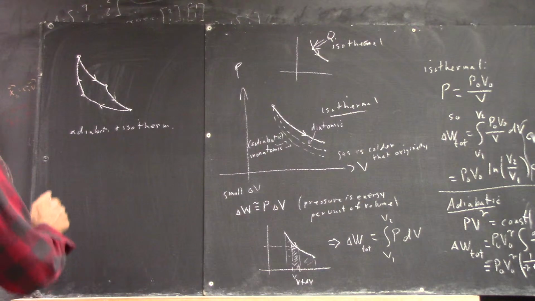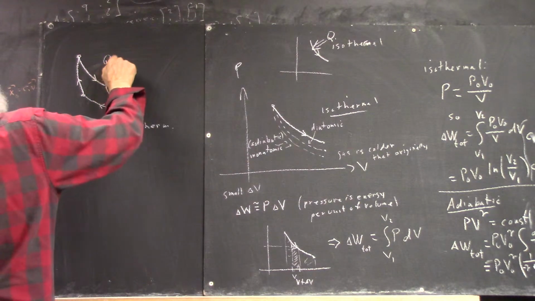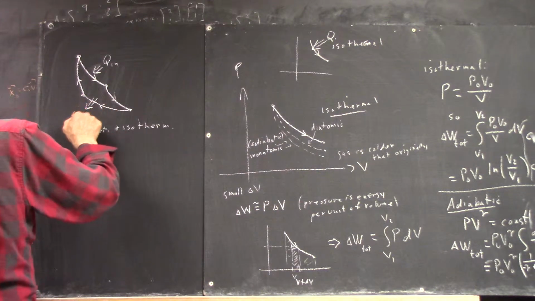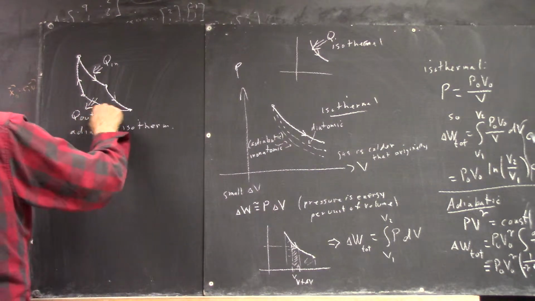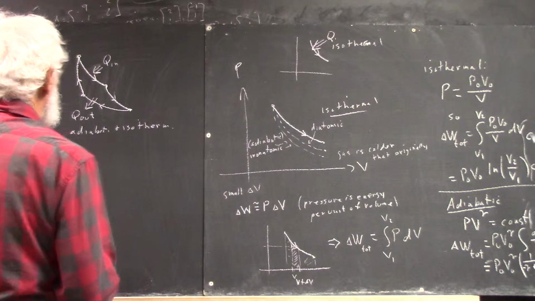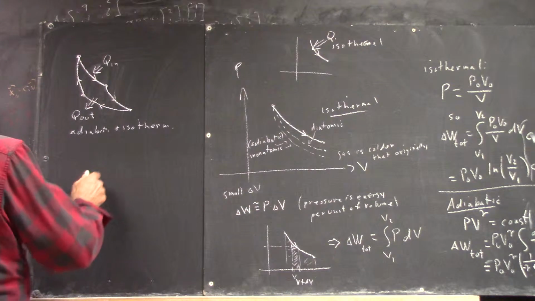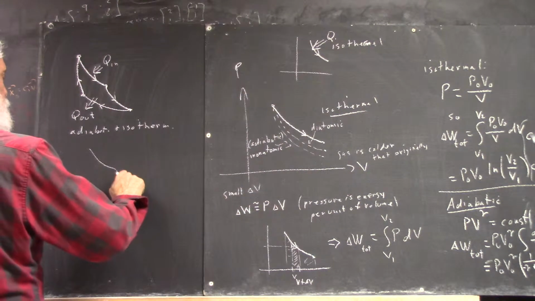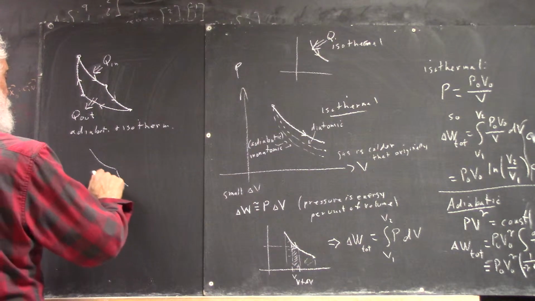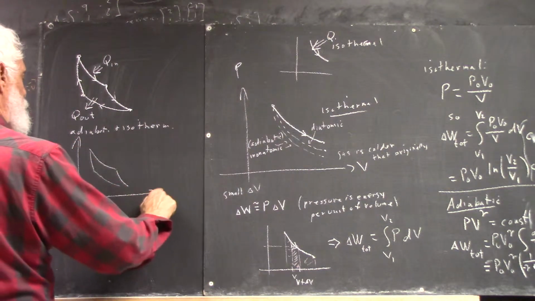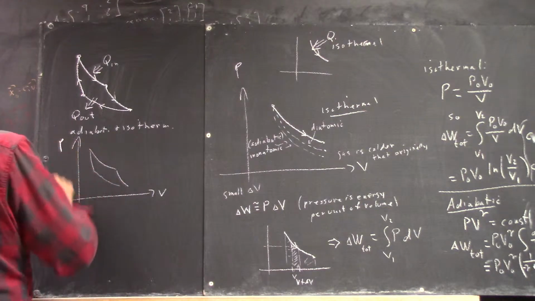Okay? So you have heat going in. And you have heat going out. Drawing it kind of badly now. But you got this thing on a P versus V diagram.